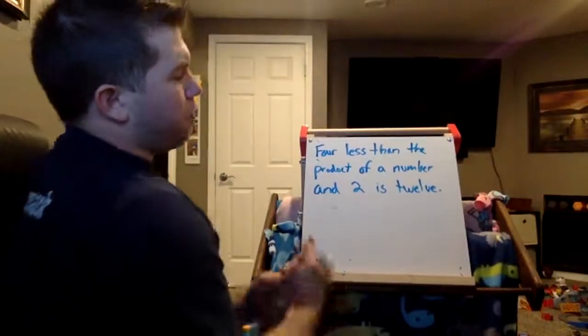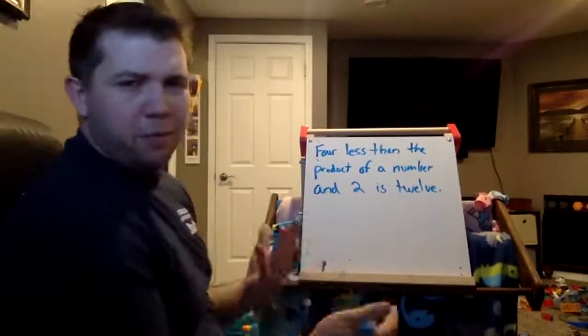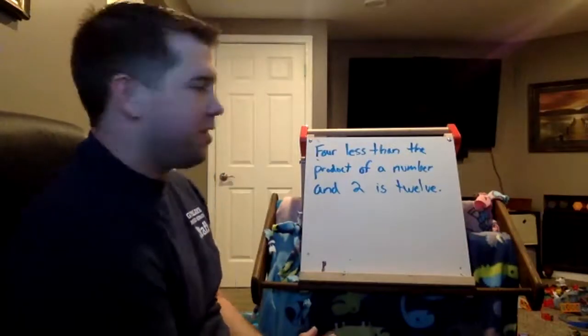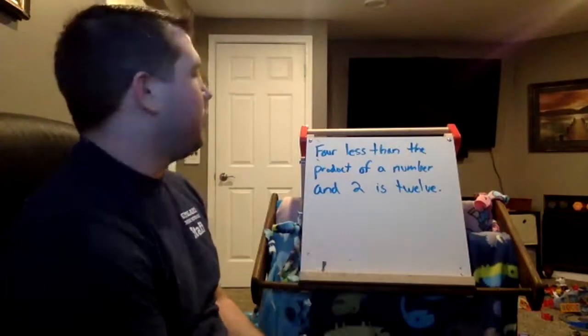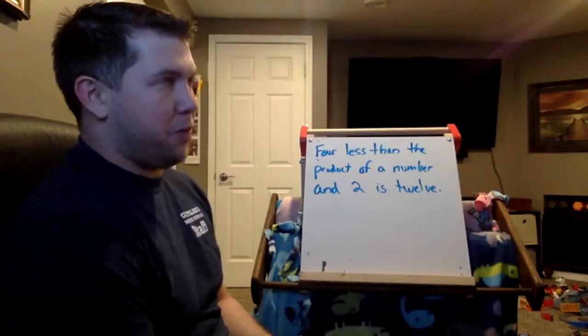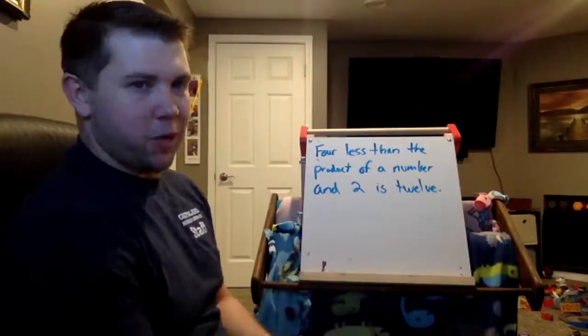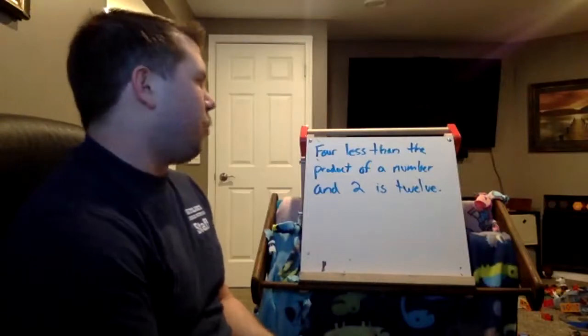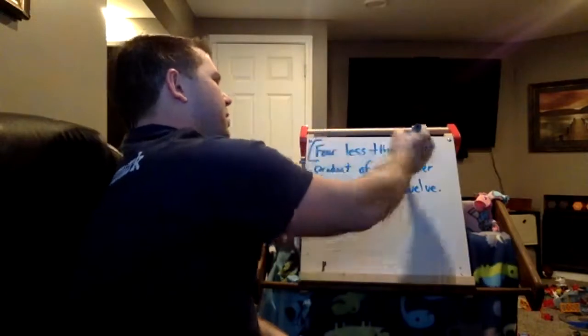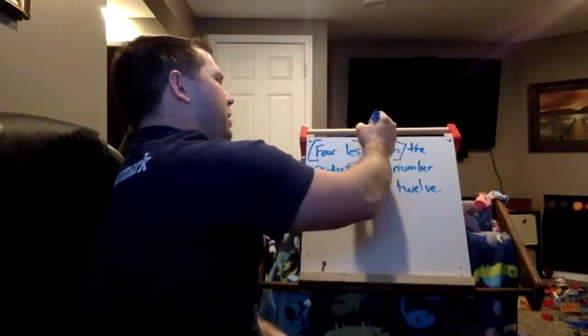But anyway, let's start looking at this. It is written in regular plain old English. So let's talk about what we do to make it look like math. Math is a universal language, so we basically have to translate. This is the way I look at it. So we have 4 less than. That tells me that we are subtracting by 4.